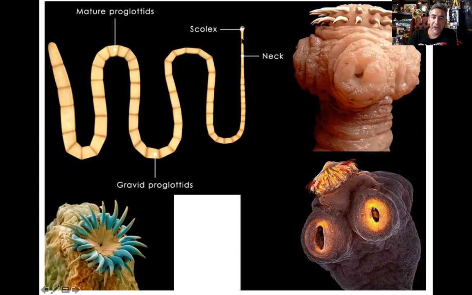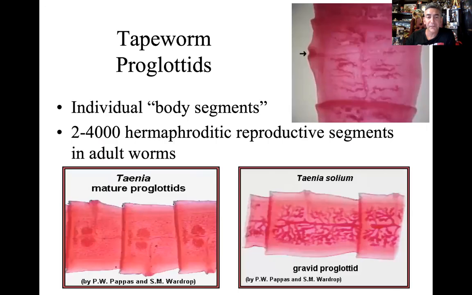We have an area that we call the neck, and then we have the body segments, which we call proglottids. Proglottids are the individual hermaphroditic body segments that we find in tapeworms. So the oldest ones will be out here towards the tail, the newest ones here by the neck. And they just keep growing, growing, growing. They will break off. And then every time the host defecates, releases feces, they'll release little fragments of these proglottids. The proglottids, again, are the body segments.